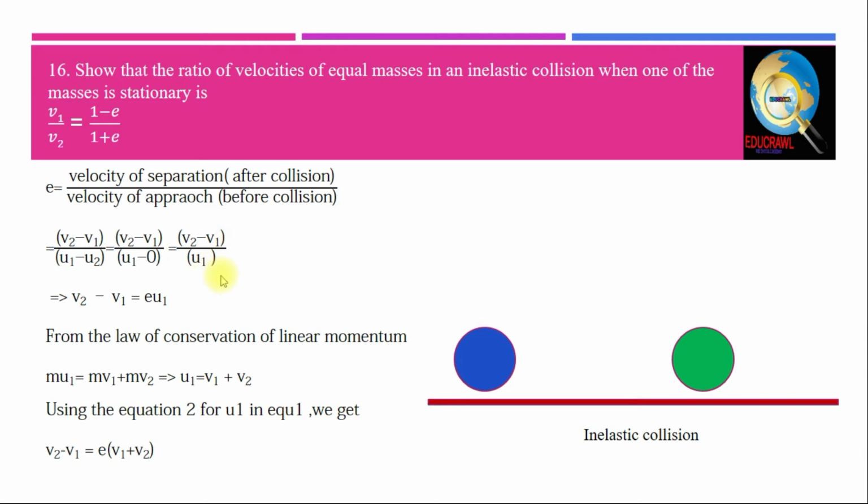We know the law of conservation of linear momentum. The momentum before collision is equal to momentum after collision. So substituting that formula, we have m into u1 is equal to m into v1 plus m into v2. So we can cancel m throughout. So we will have u1 is equal to v1 plus v2.